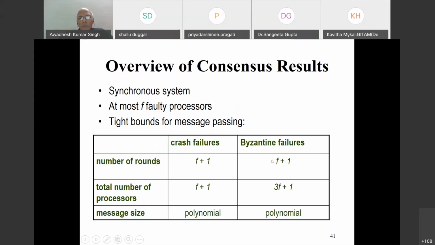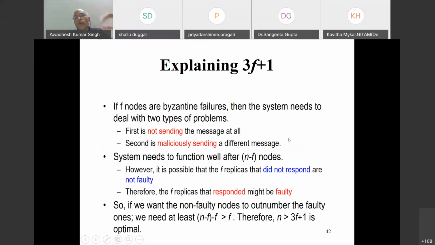So here we have seen two examples. One is for crash failures, where the total number of rounds required is F+1, and for Byzantine failures also F+1 round execution. But the total number of processors, the total number of nodes, in crash failure could be F+1. However, in Byzantine it should be 3F+1, and of course it is a polynomial algorithm, with polynomial time execution. Now the question is, why 3F+1? Previously we have seen why F+1 rounds of execution, so why 3F+1? Because F is the total number of faulty nodes or faulty processors.